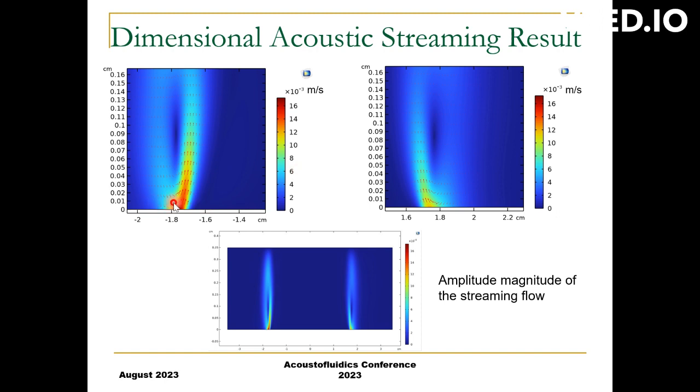And the first vortex is centered at x equals negative 1.5 centimeters and rotates counterclockwise, and the second vortex is centered at x equals 1.75 centimeters and rotates clockwise. And note that the amplitude of the first vortex is greater than the second due to damping inside the cochlea.